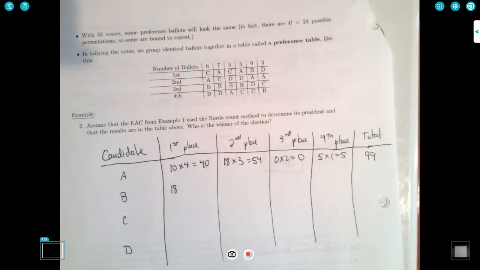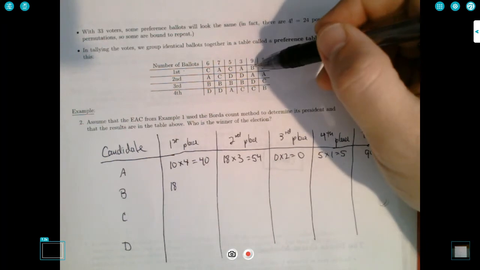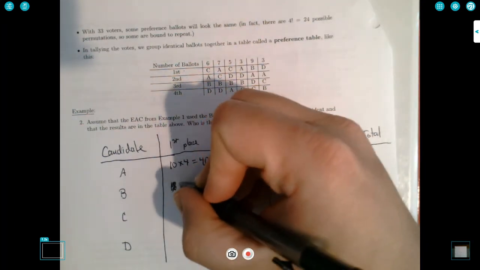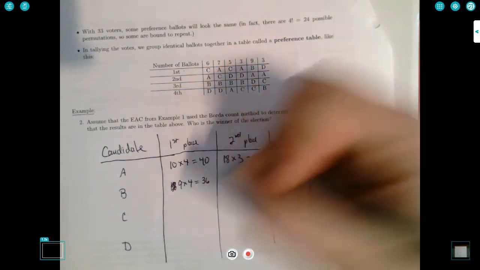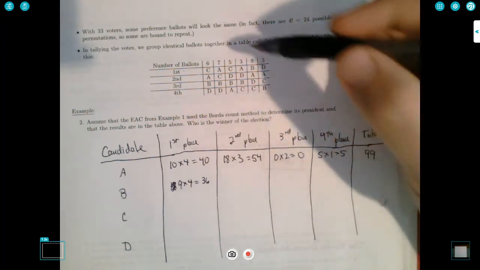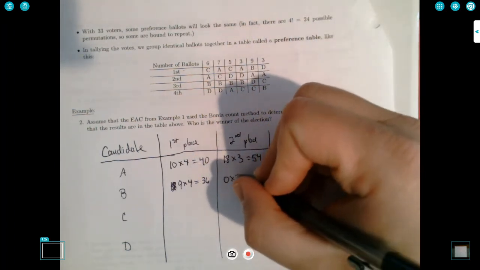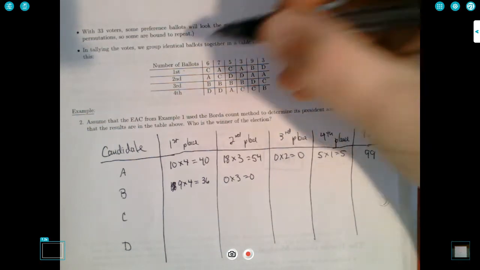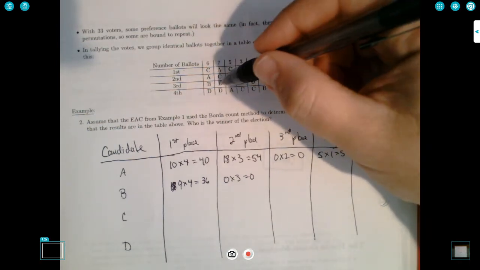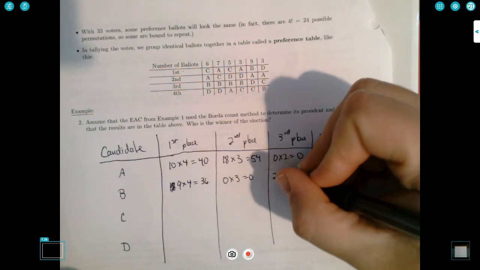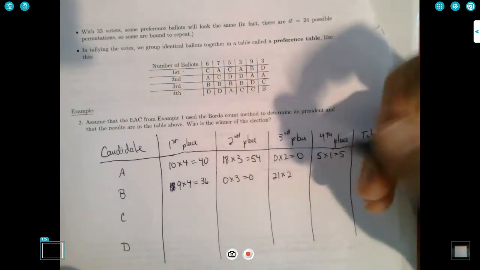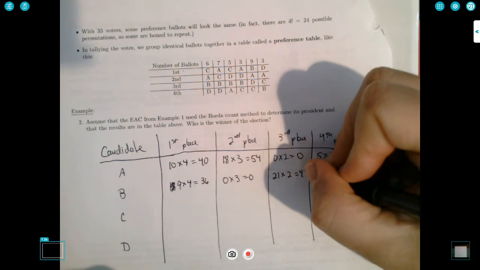Okay, so then we're going to repeat this for Ben, Kareem, and Doreen. So for Ben, he earned first place 9 times. Each of those votes is worth 4 points, so that's 36 points. He earned second place 0 times. He earned third place a bunch of times, 6 plus 7 plus 5 plus 3, which is 21 times. Each of those third place wins is worth 2 points. So that comes out to 42 points.